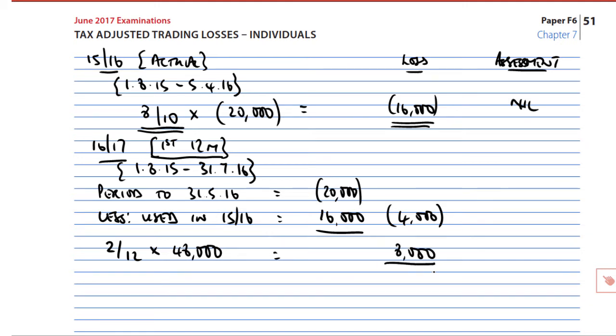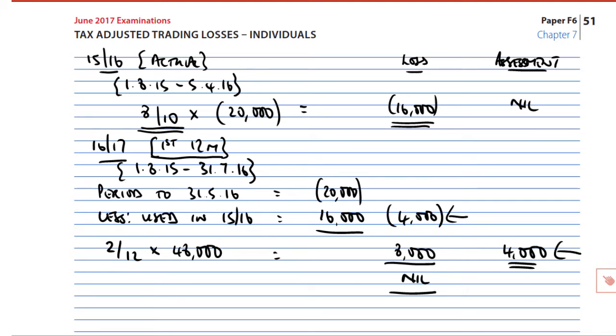So what we've got is more profit than loss. Therefore, there is no loss available for relief, but the assessment now, rather than being 8,000, is reduced by the 4,000, so the assessment is the net £4,000. Here there is no separate loss relief. We have used that £4,000 loss in deriving that net assessment of 4,000.